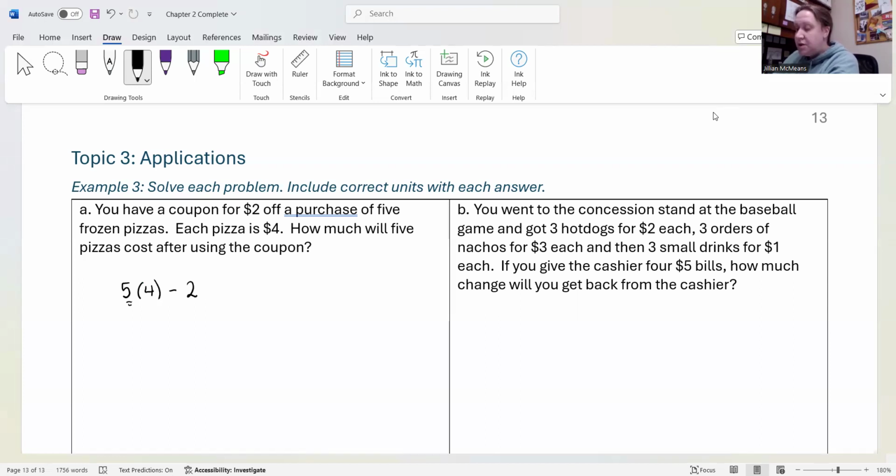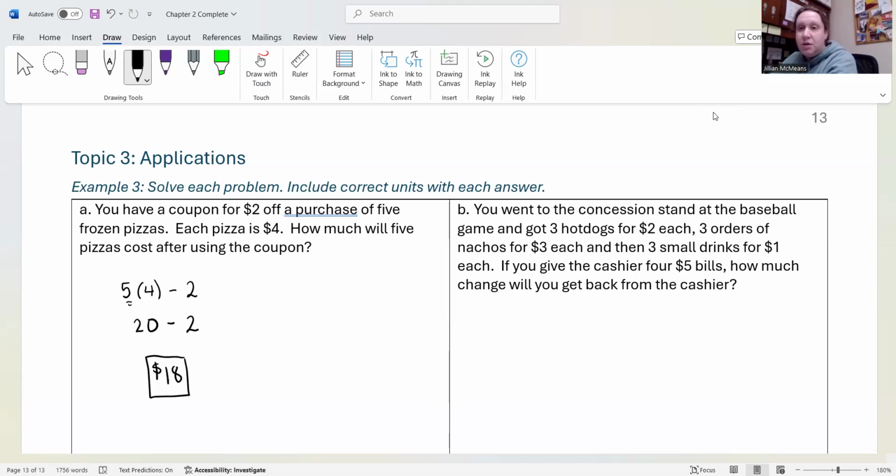Okay. So using the order of operations, we would multiply first, subtract second. So 5 times 4 is 20. So I'm going to replace 5 times 4 with 20 and then rewrite the problem. And then 20 minus 2 is 18. So that's pretty easy to do, nothing scary.